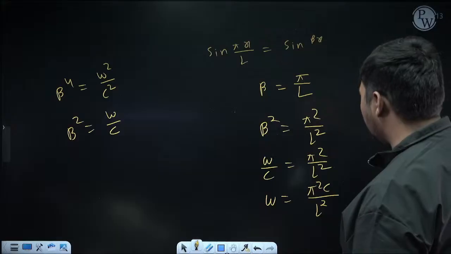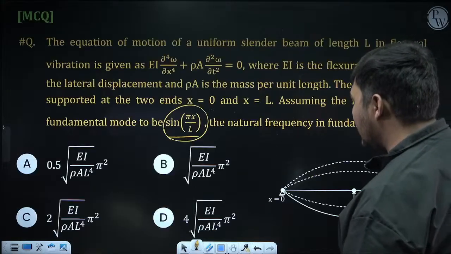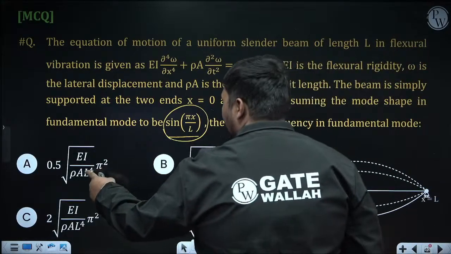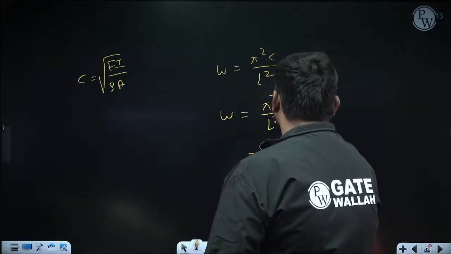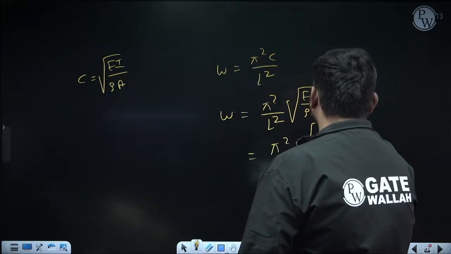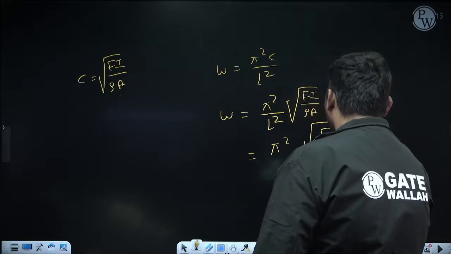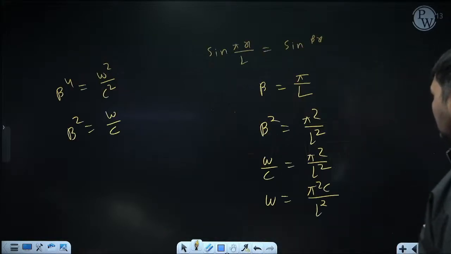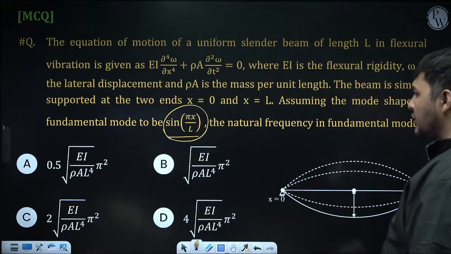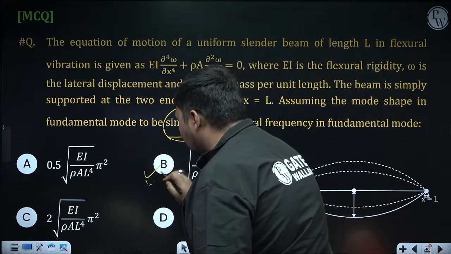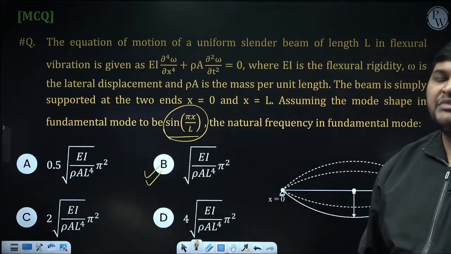Pi square. Now you will see this L square, the examiner has brought inside the root. So we'll bring this L square inside the root. It will be pi square root over EI upon rho A L to the power 4. It is coming as root EI upon rho A L to the power 4 into pi square. So matching with which option? Option B. So B is the correct answer.